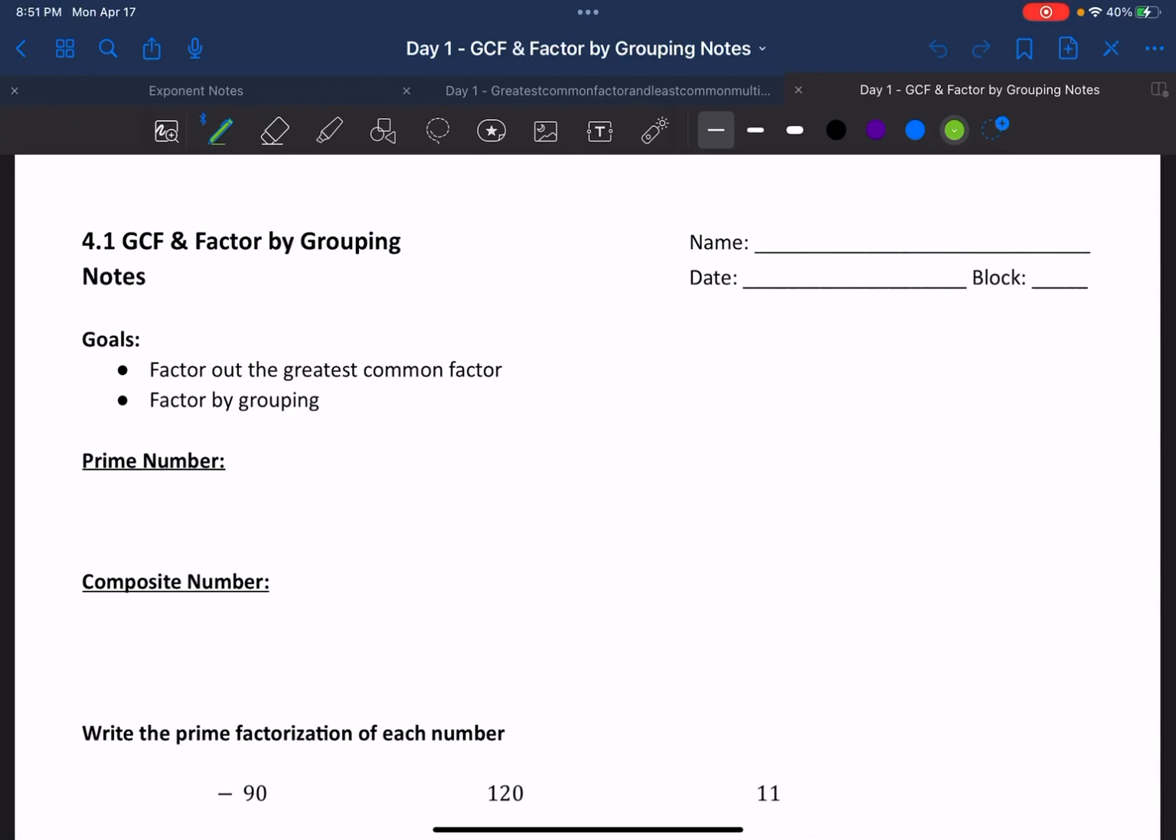Baxter, and today we are going to continue our discussion of greatest common factor and doing some factoring using the distributive property. We may not get into factor by grouping.